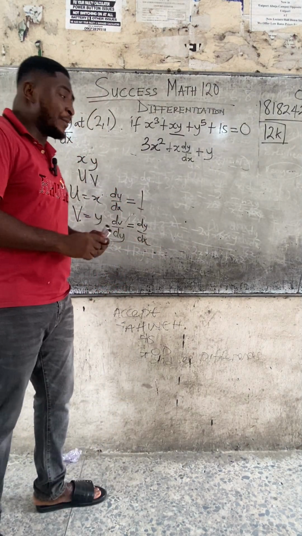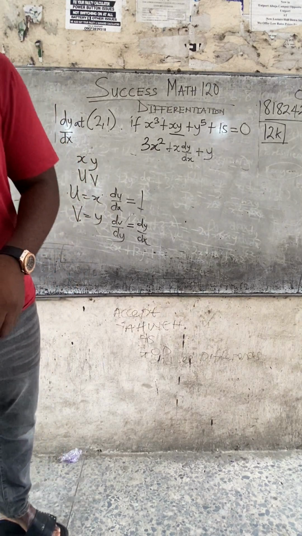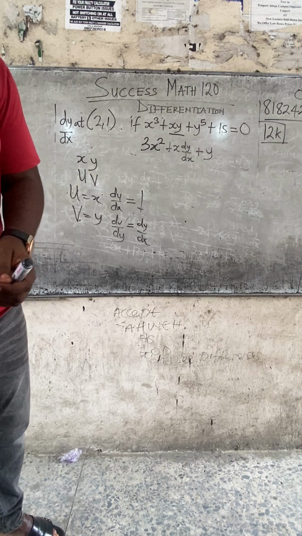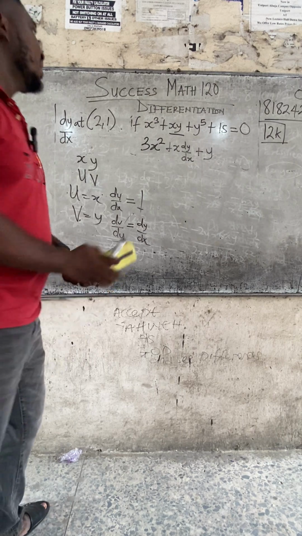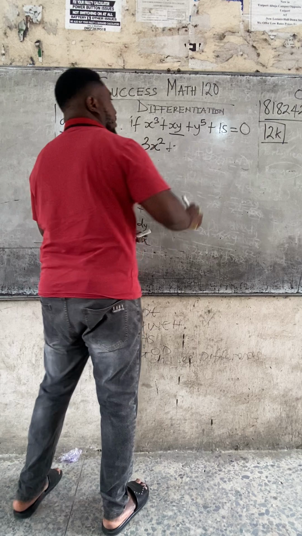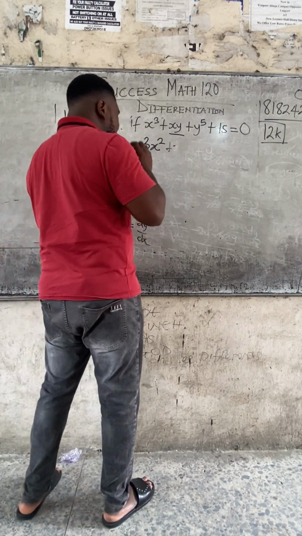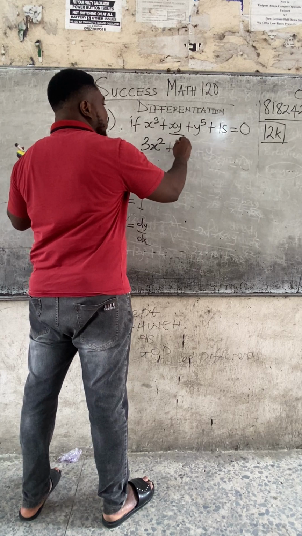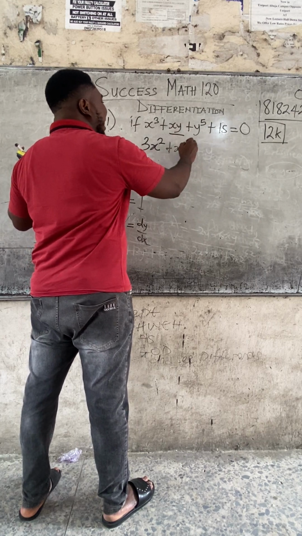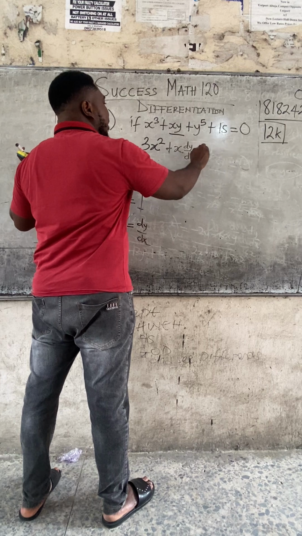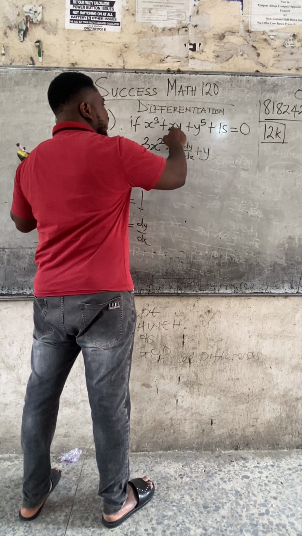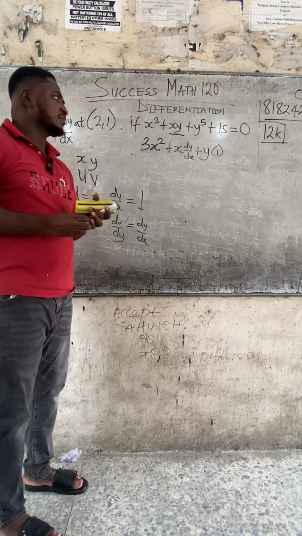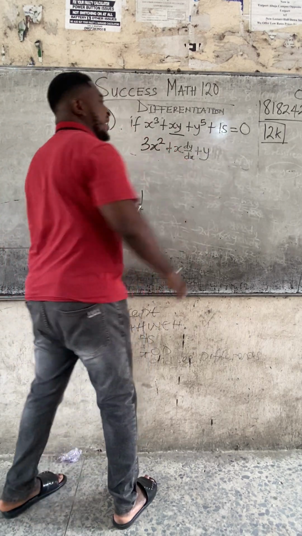Let me show you a shorter approach. Give me another marker. Class, see what you do. Are you ready? Write down this x, then differentiate y. What do you have? dy/dx. Plus, write down this y, differentiate x, you have 1. y times 1 is y. So x dy/dx plus y.